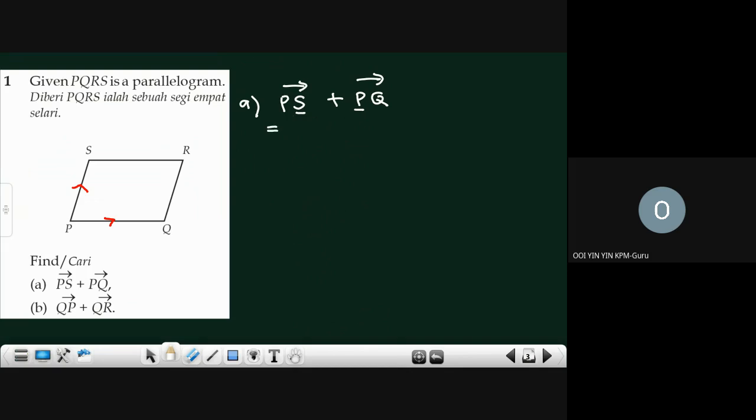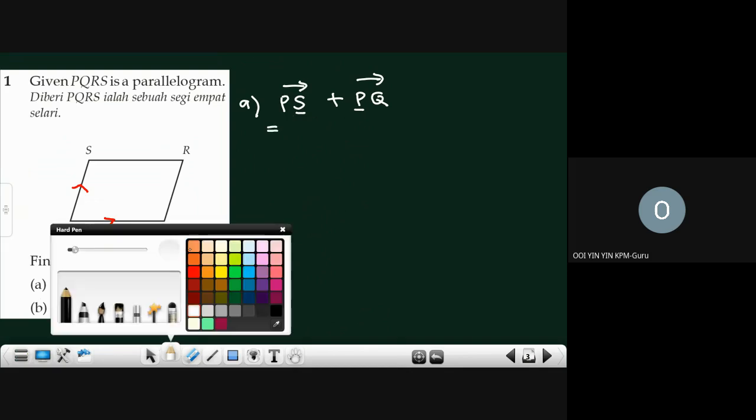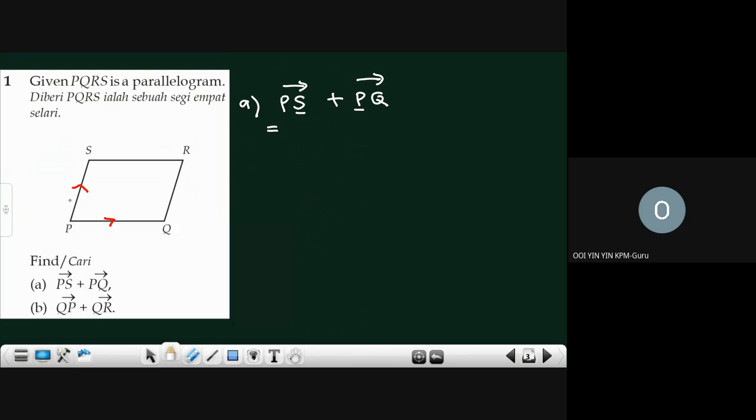Look at your diagram. Now, just now your PS is here, right? And then your PQ is here. Actually, if you look at it like this, it seems like two directions that are not related at all, right? How do we connect them? Okay, there's actually a way. Your PQ here is parallel with your SR, right?